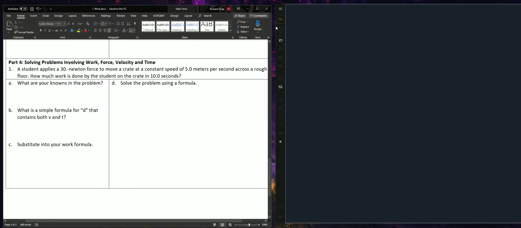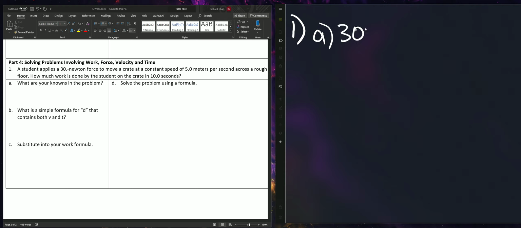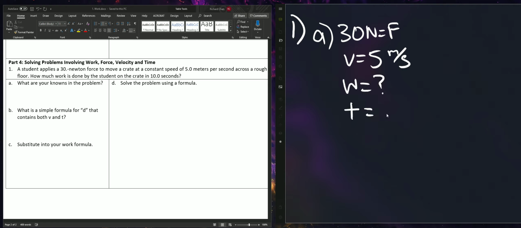Part 4, number 1. A student applies a 30 newton force, so let's figure out where our knowns are. 30 newtons is my force, constant speed, so my velocity is 5 meters per second. What was the work done? And my time is 10 seconds. And so this is A. So B was a simple formula for D.